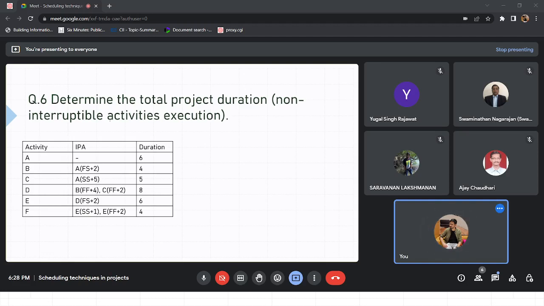So what should be the first step now? We have been given the activities and relationships, but it is quite tough to visualize. So we will start by making the network, right? You guys can hear me, right? We have got activity A with finish start.